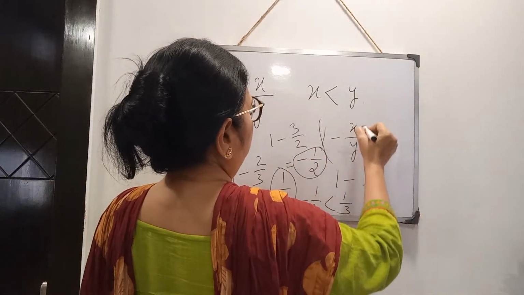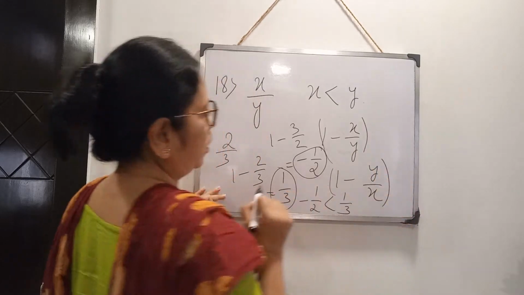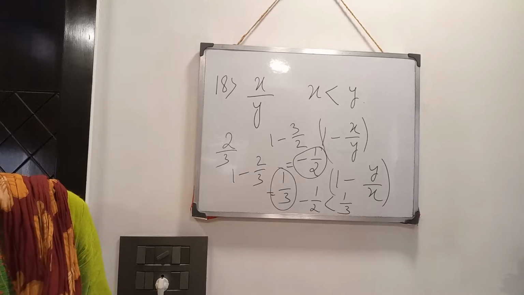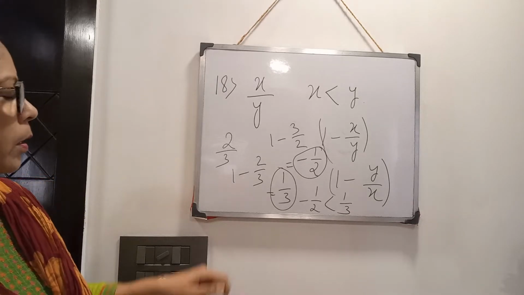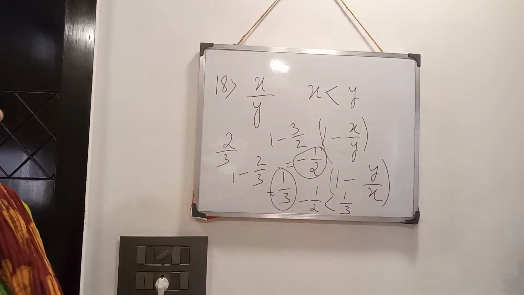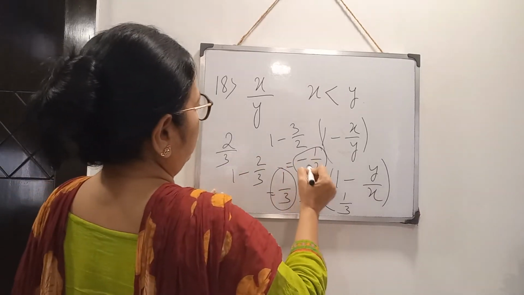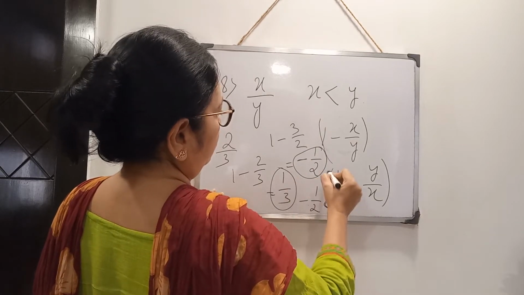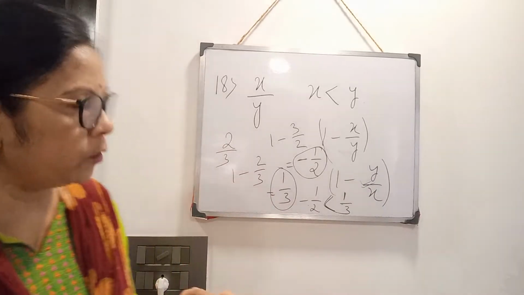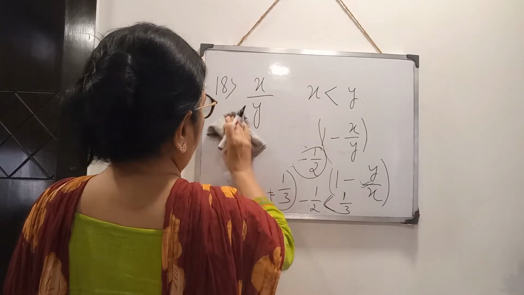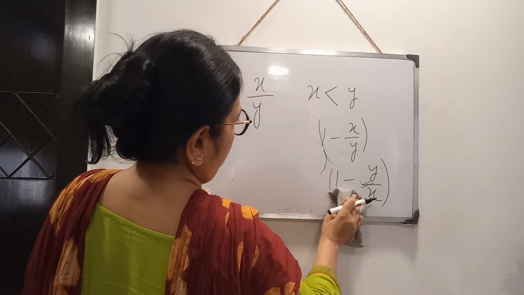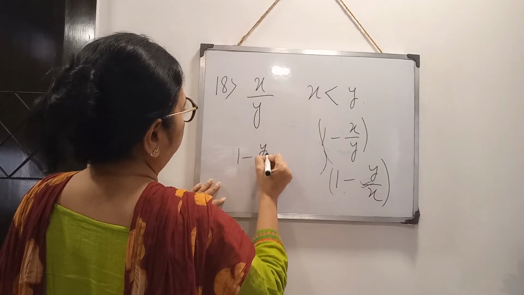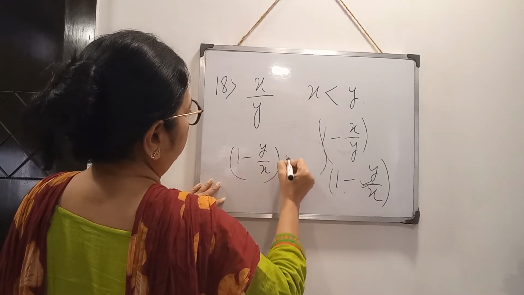So between 1 minus x by y and 1 minus y by x, which is smaller? Obviously 1 minus y by x. Clear? With the example also I have cleared this. This is coming negative, and negative is always less than any positive value, so this one is smaller. So your answer will be 1 minus y by x is smaller.